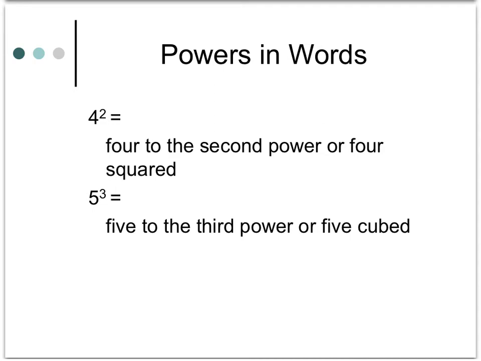Another skill that you need is to be able to take a look at a power such as this and say it. So here my base is 4 and my exponent is 2, so I would say this as 4 to the second power. I could also say this as 4 squared. In the next example, we have 5 as the base and 3 as the exponent. So we would say 5 to the third power, or we could say 5 cubed. So we need to be able to look at them and say what they are.